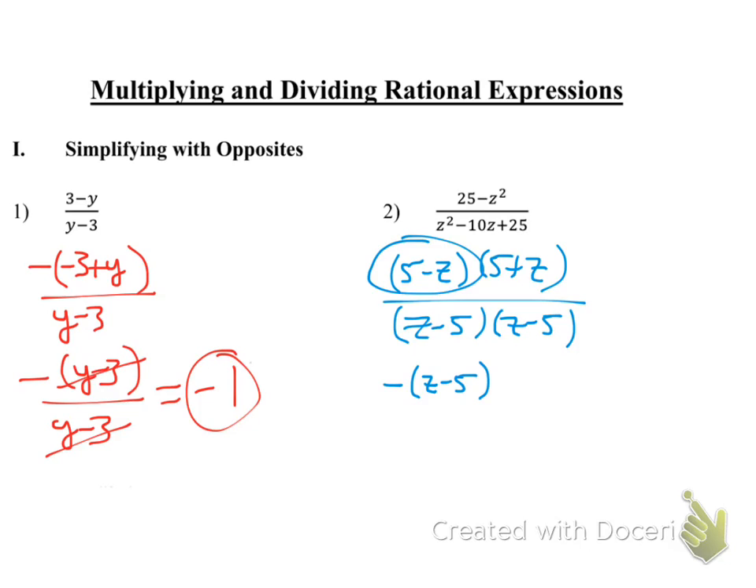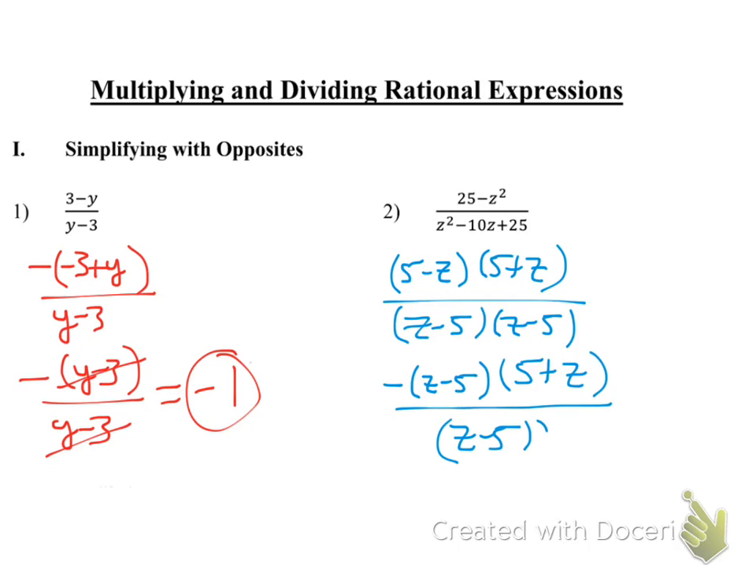I just rewrote this one right here. I took out the negative so I can switch the order. 5 plus z can stay 5 plus z, all over this z minus 5. I'm going to write it as squared since there's 2 of them. But one of these will cancel out with this here. So I have a negative 5 plus z all over z minus 5. And that's your final answer.